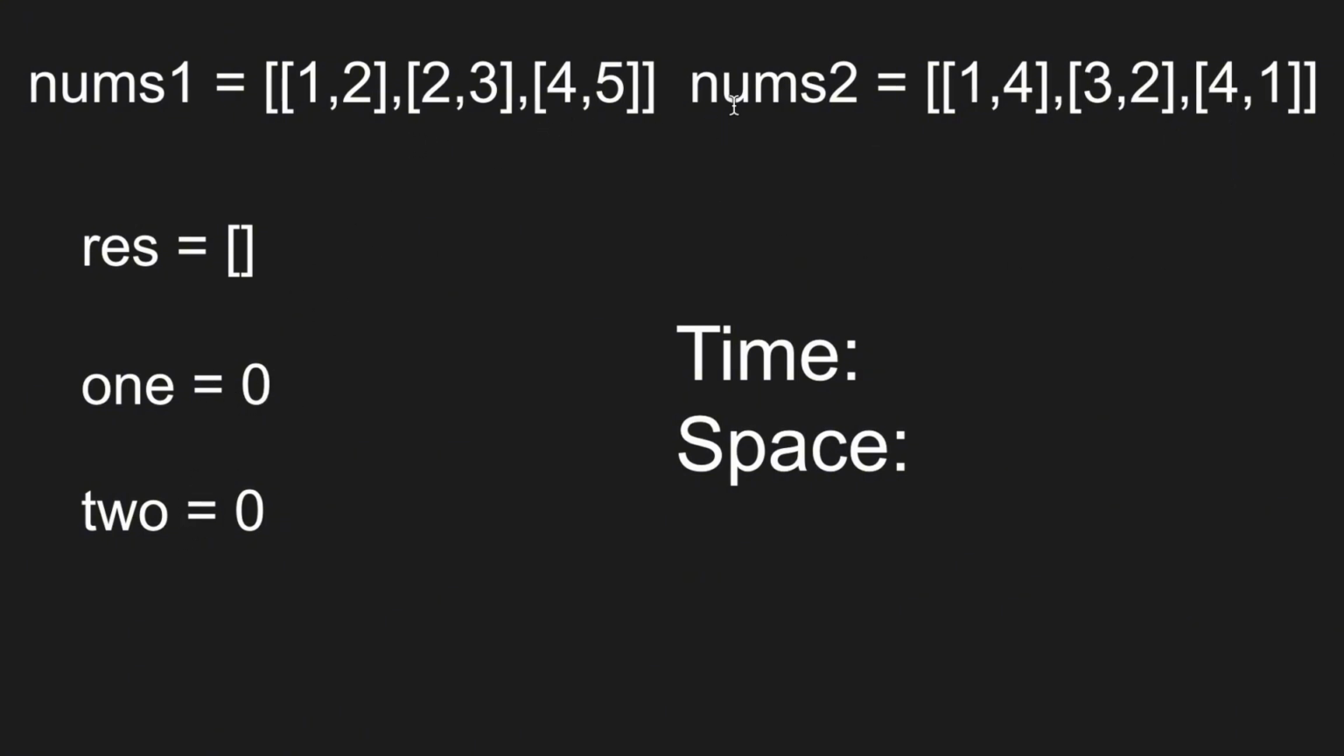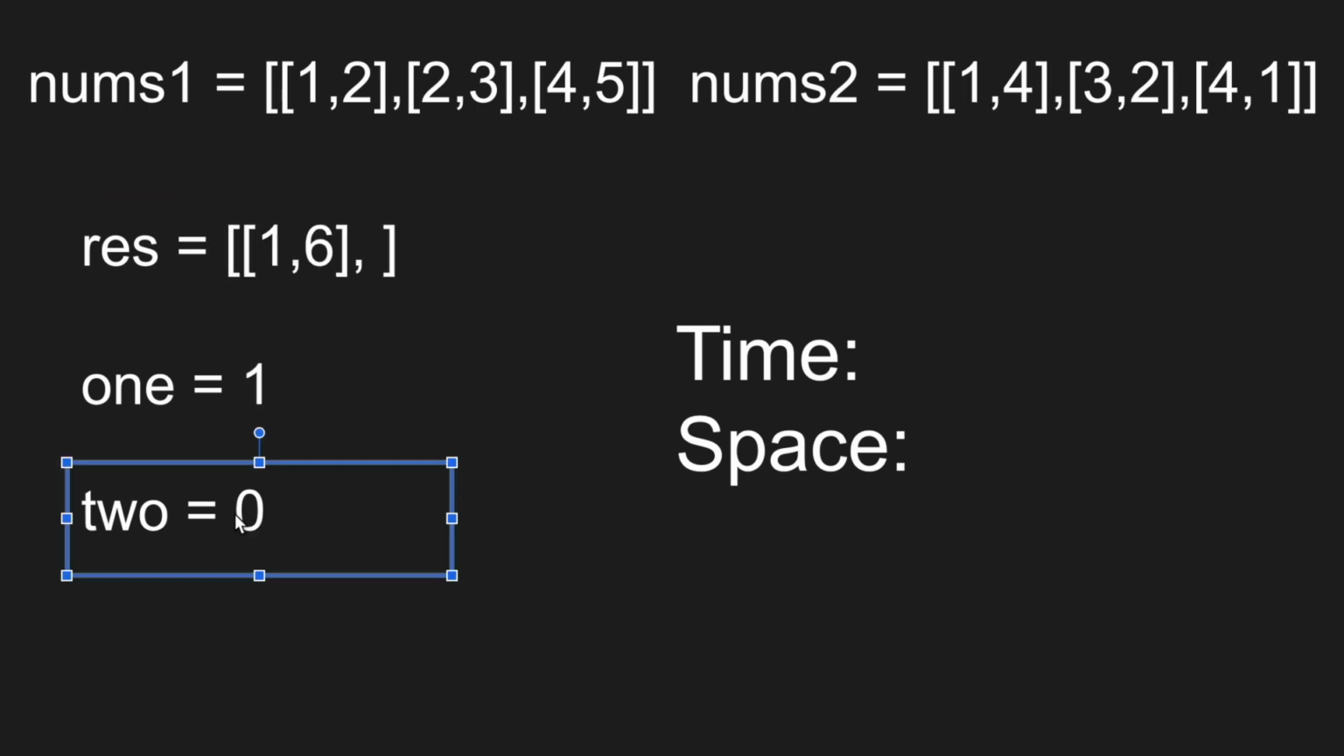And once one index reaches the end, we just add everything else from the other index to the end as well. And by the way, 1 stands for the index on nums 1 and 2 stands for the index on nums 2. So let's go over this example. First we're at index 0, we compare them, same ID, so we add them and we need to increment both indexes since they are equal.